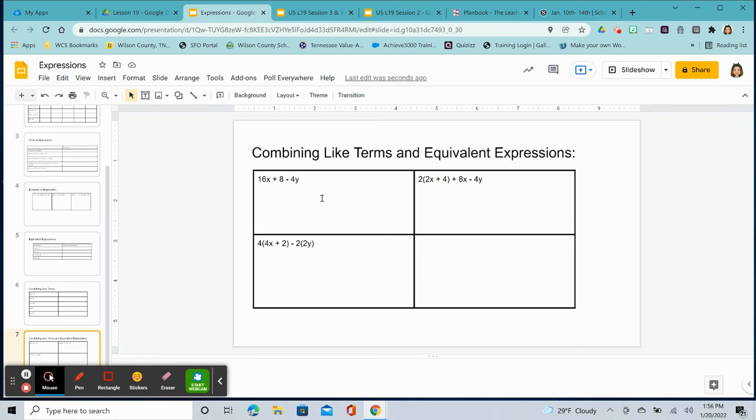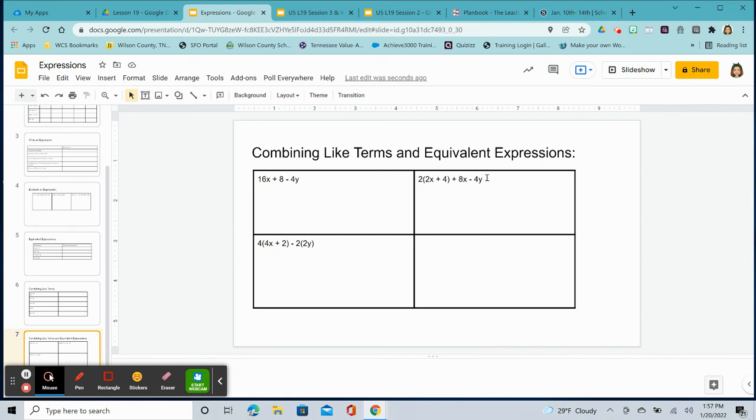The last thing is looking at equivalent expressions and combining like terms as all one thing. So when we look at an expression, if we want to know if these expressions are equivalent, we first have to make sure that they are simplified. So 16x plus 8 minus 4y. Well, one term, two terms, three terms. None of these share a variable, and there's only one constant. So this expression is simplified as far as it can go.